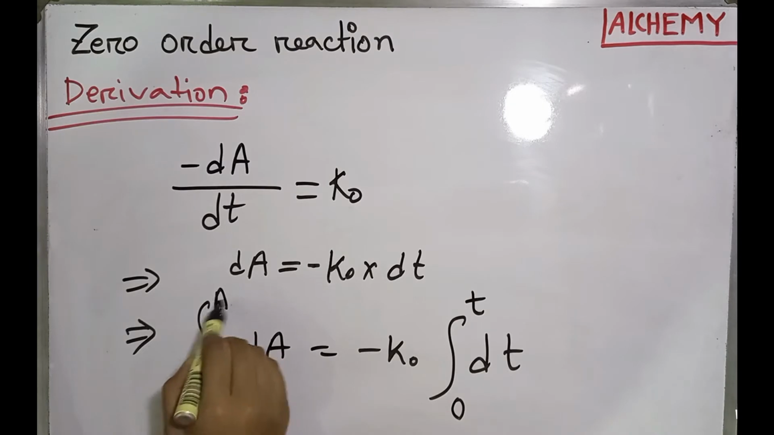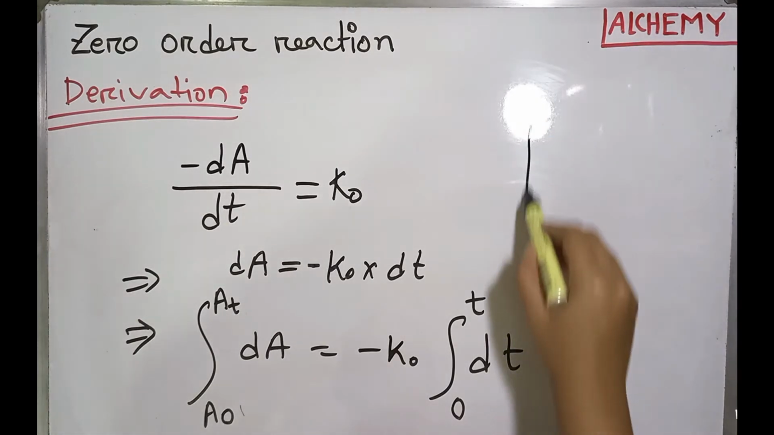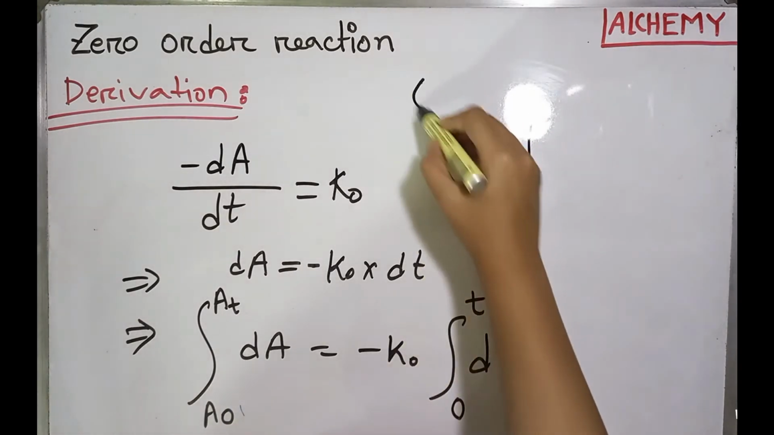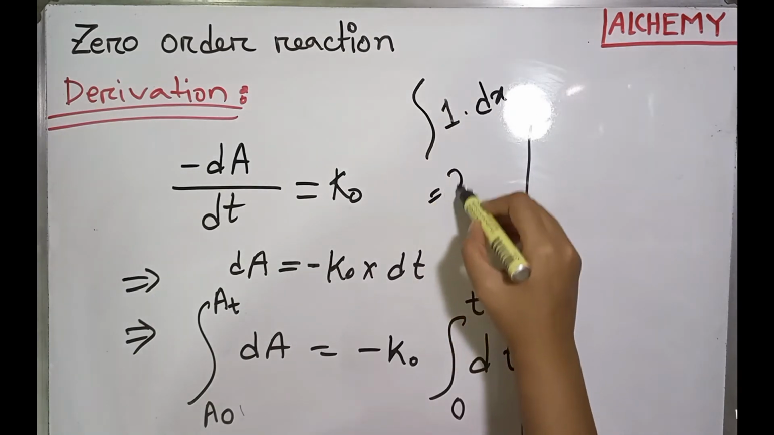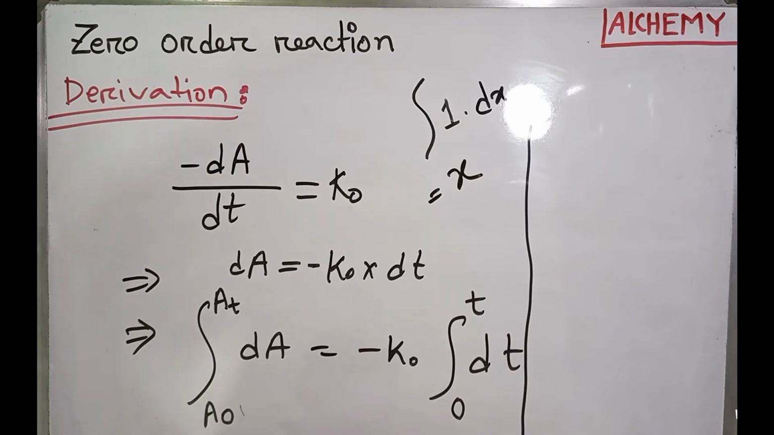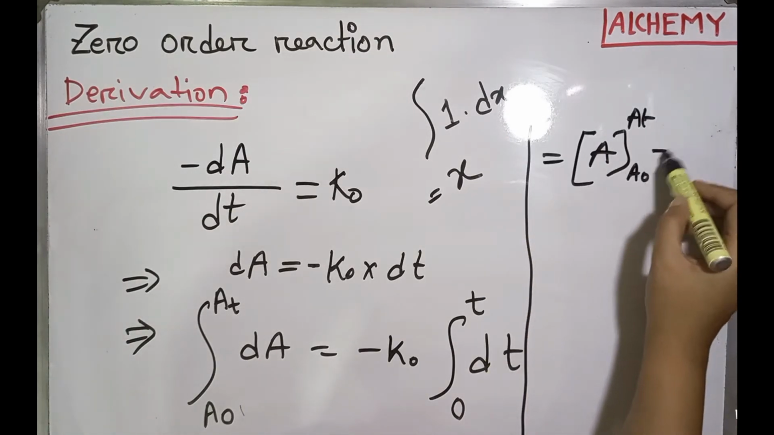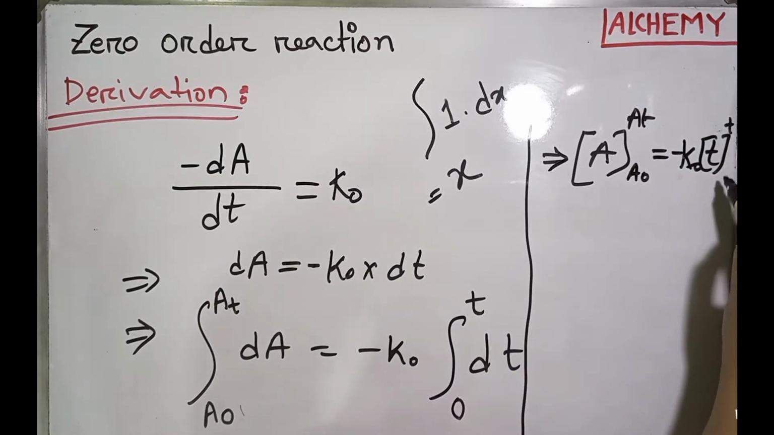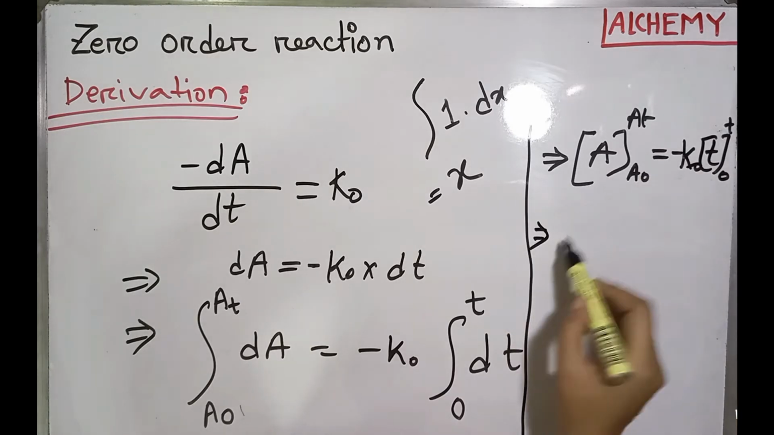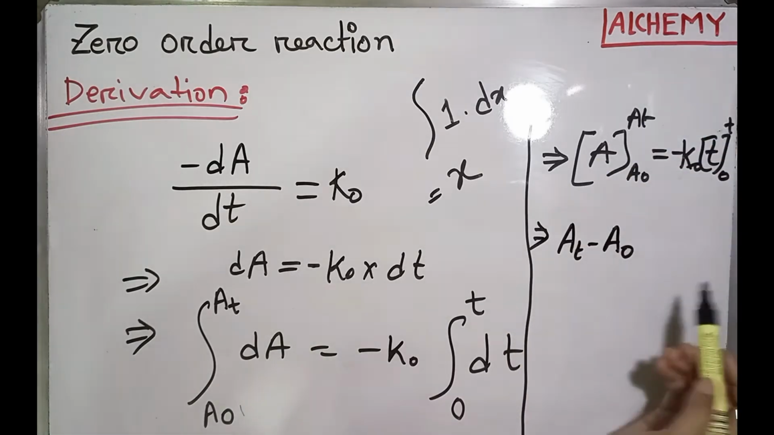Highest absorbance will be at t time, so it is At, and minimum absorbance will be at 0 time, that means A0. So if we integrate them, then what will be the products? As we all know, the integral of 1 into dx equals x. So 1 into dA will be A, and the limit will be At to A0, equals minus k naught, it will be t, and the limit will be t to 0. So it will be At minus A0. We will put the maximum value first, then minus the minimum value.